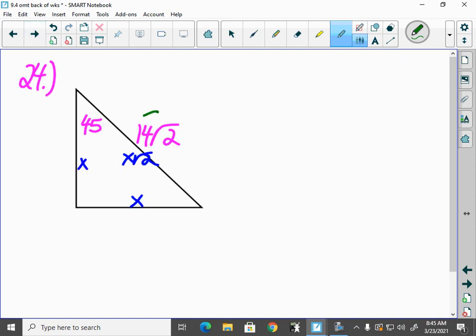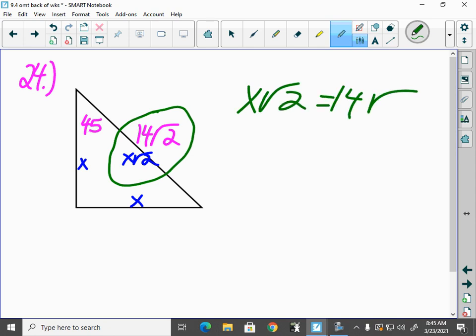Oh, this is just like the first problem we started with. X square root of 2 equals 14 square root of 2. What's x? 14. Here, and here. Ta-da! Any questions on that one?